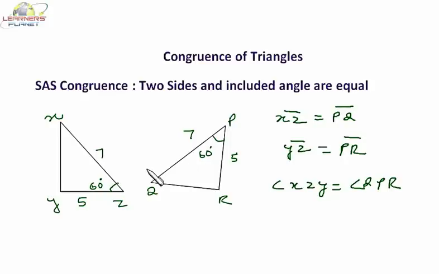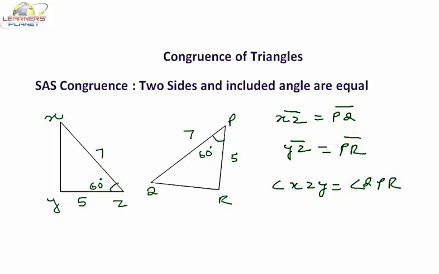Okay, we have to be very clear that the two sides and the included angle, not the third angle but the included angle between these two sides. Here we can see XZ and YZ, and this is the angle which is formed between these two lines. Okay, here we can see it's PQ and PR, and this angle is included between these two. Okay, so if two sides and the included angle of both the triangles are equal, we can call them congruent.